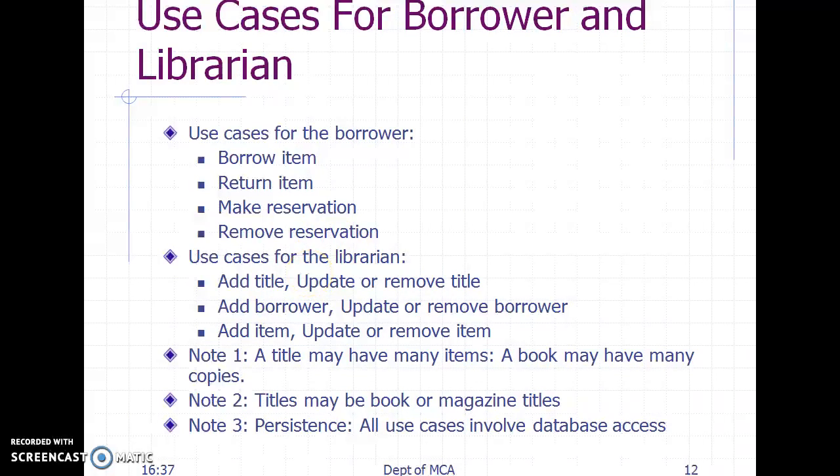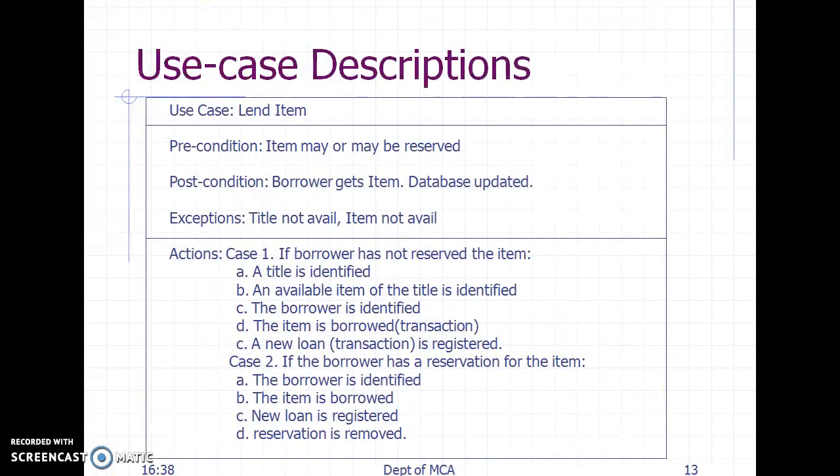For example, we can consider that a title may have many items, a book may have many copies. Titles may be books or magazine titles. Persistence: all use cases always involve database access. And once we finish drawing our use case diagram, we can outline the preconditions required for our use case diagram as well as the postconditions.